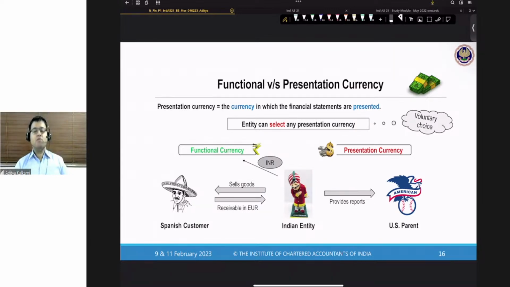Okay, so now what do you understand by presentation currency? Presentation currency क्या है? It is the currency in which the financial statements are presented. Entity can select any presentation currency. This is a selection. It is a voluntary choice. Presentation currency is your choice. Okay. Ind AS 21 does not say anything about that. अब चाहो तो बनाओ, ना चाहो तो मत बनाओ.